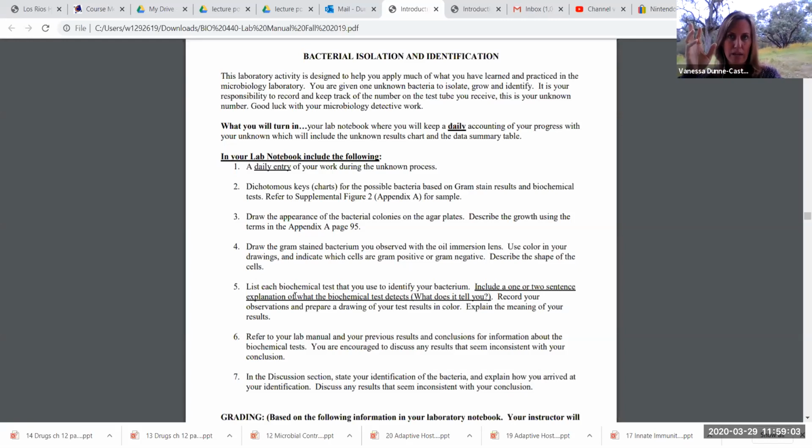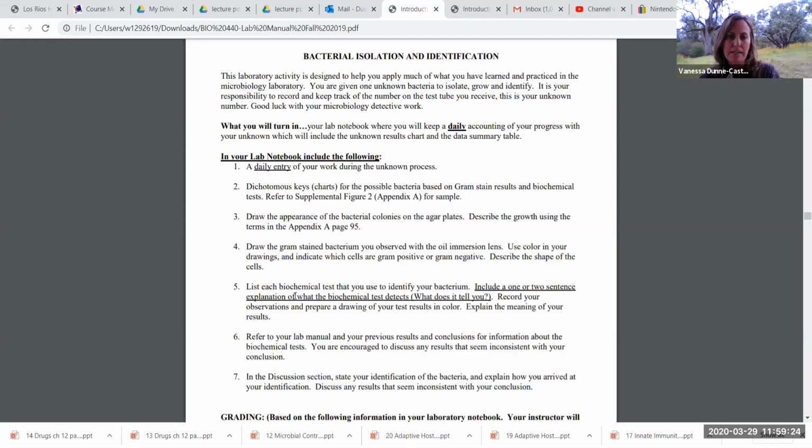So my tube turned yellow for glucose. Positive for glucose fermentation means that it can ferment glucose with acid production, something like that. And then do that for each of the tests. So as you're working through your dichotomous key, actually follow the key based on the results that you see, and describe tests only pertinent to where you are on your key.